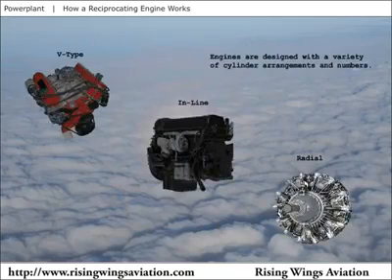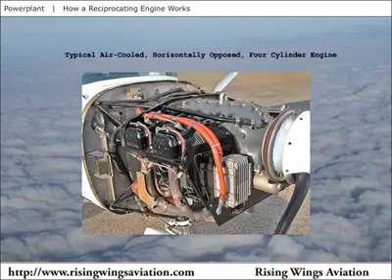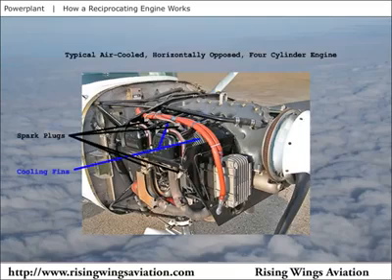Reciprocating engines are described by the number and arrangement of their cylinders. Common cylinder arrangements are radial, inline, V-type, and opposed. Opposed engines are the most common on small airplanes, since they produce good power pound for pound without creating very much drag as the airplane flies.